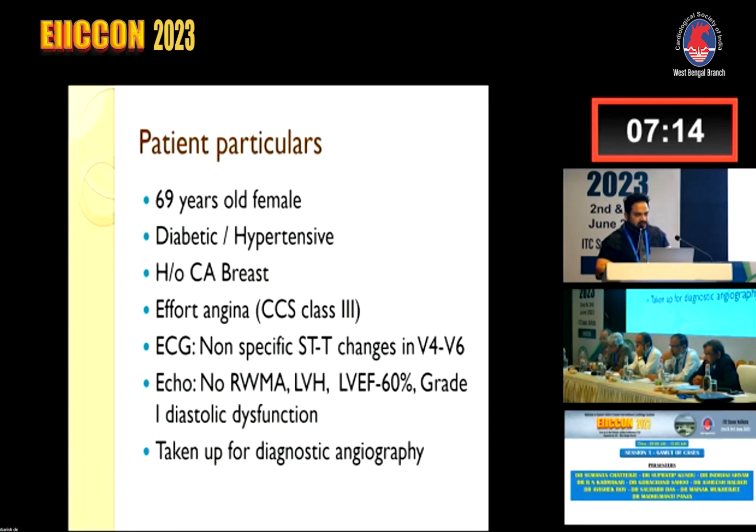We got a call from the onco department, and when we went, it was an effort angina, CCS functional class 3. On ECG there were not much dynamic changes, only non-specific ST-T changes noted in V4 to V6. We advised an echo. There was no regional wall motion abnormality, LV ejection fraction was 60%, and there was grade 1 diastolic dysfunction. We took a call to take this patient for a diagnostic angiogram.